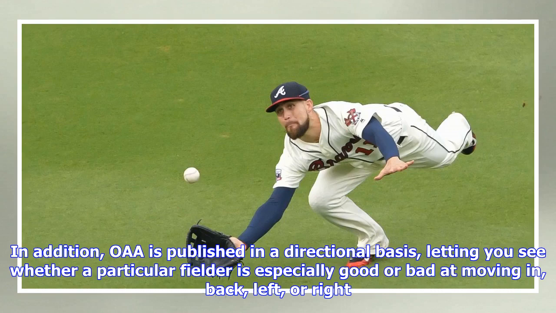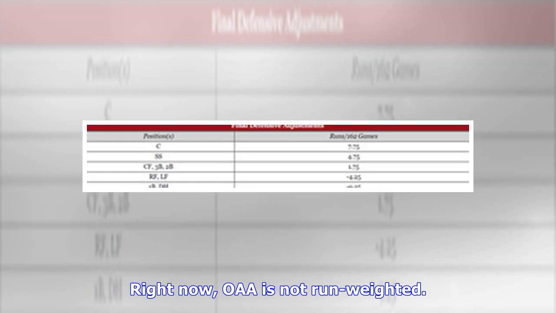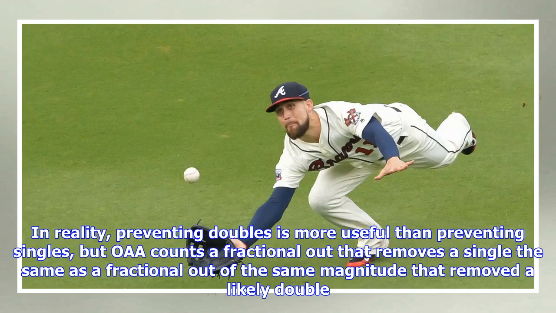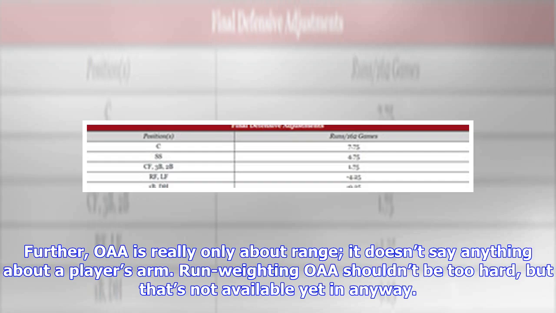In addition, OAA is published on a directional basis, letting you see whether a particular fielder is especially good or bad at moving in, back, left, or right. Right now, OAA is not run-weighted. In reality, preventing doubles is more useful than preventing singles, but OAA counts a fractional out that removes a single the same as a fractional out of the same magnitude that removed a likely double. Further, OAA is really only about range, it doesn't say anything about a player's arm. Run weighting OAA shouldn't be too hard, but that's not available yet in any way.